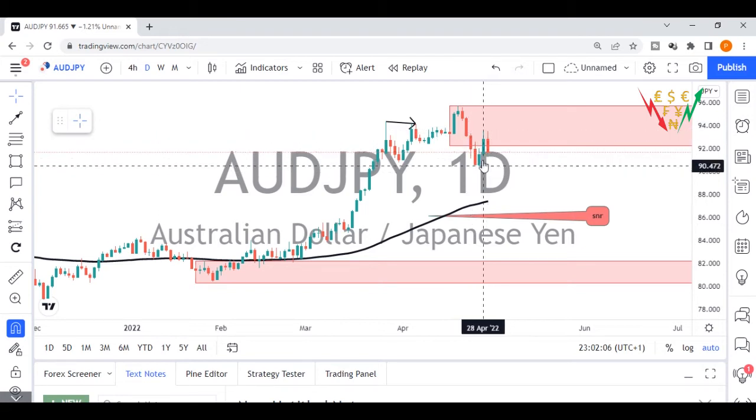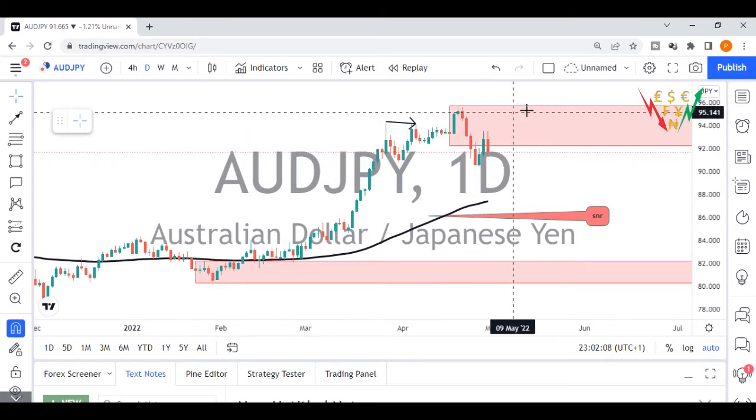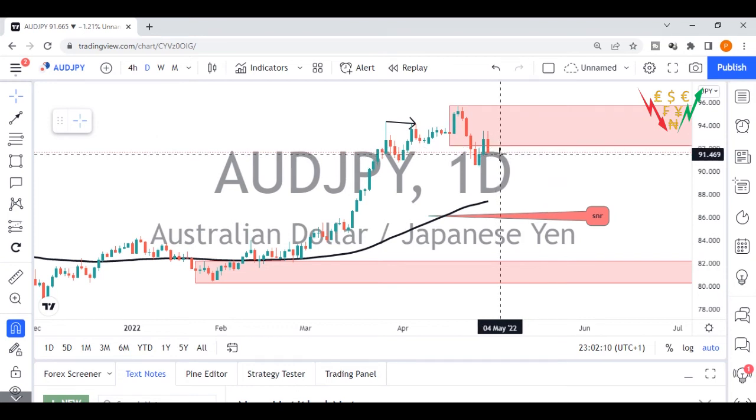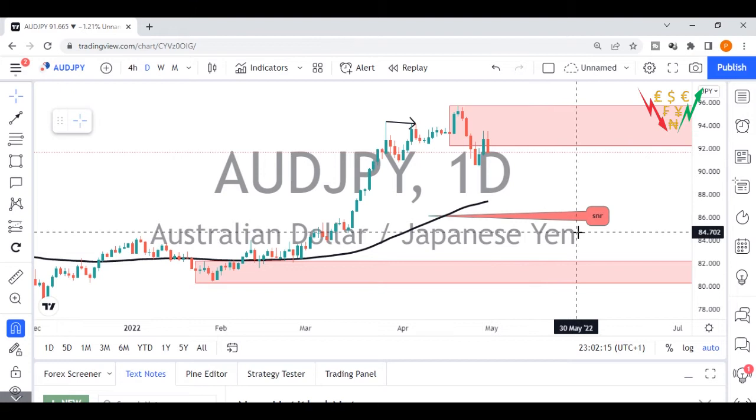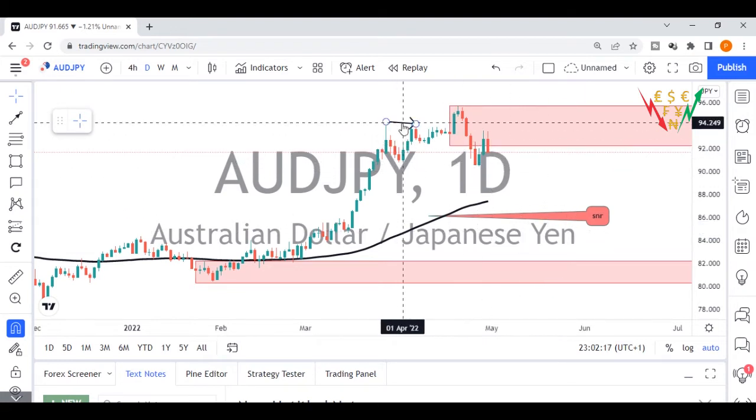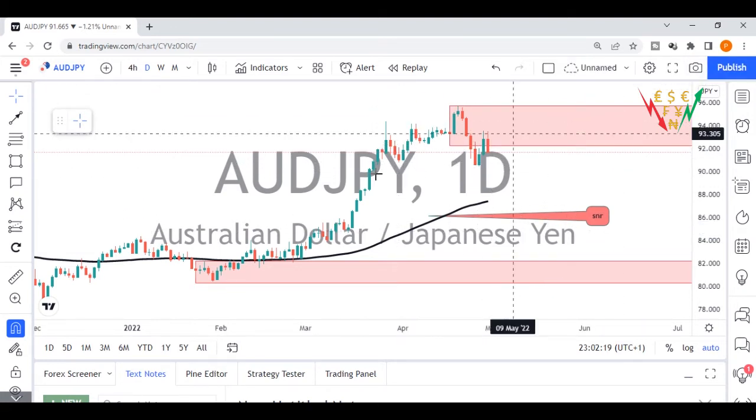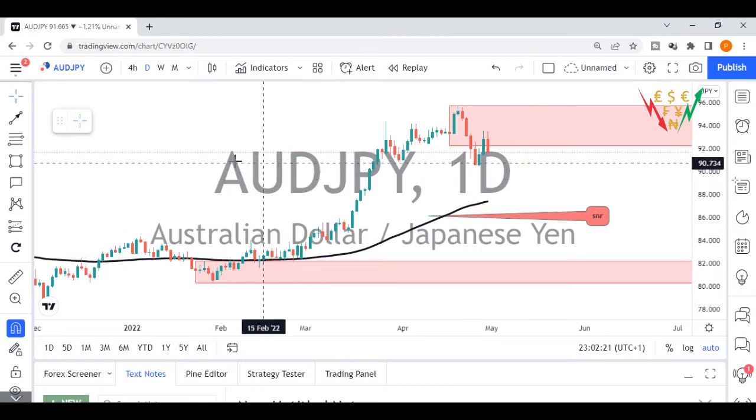Coming downwards and actually going up here back into our supply zone, and we expect from this point that price has a high probability of heading downwards. So this is what we can draw from the daily chart. On the daily chart, we're still bearish.